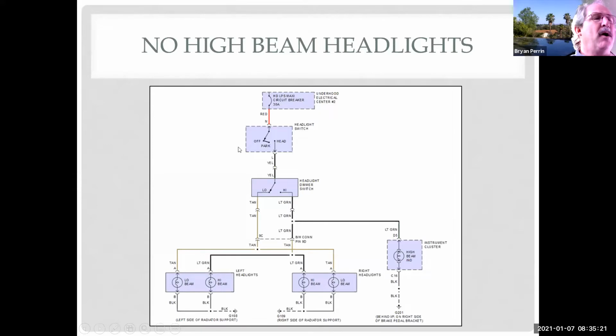The idea behind this is instead of going, it might be a ground, it might be a dimmer switch, it might be a headlight switch. You're right, it might be, but we want to look at a schematic and see what we can prove isn't the problem. Then we can narrow down to where the problem has to be, and that's where we go test. Does that make sense?